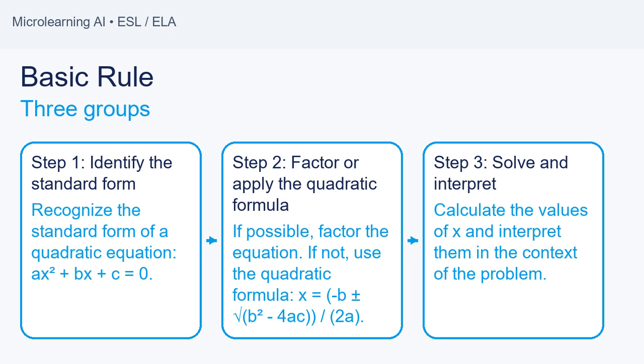Step 2. Factor or apply the quadratic formula. If possible, factor the equation. If not, use the quadratic formula. x equals negative b plus or minus the square root of b squared minus 4ac, over 2a.